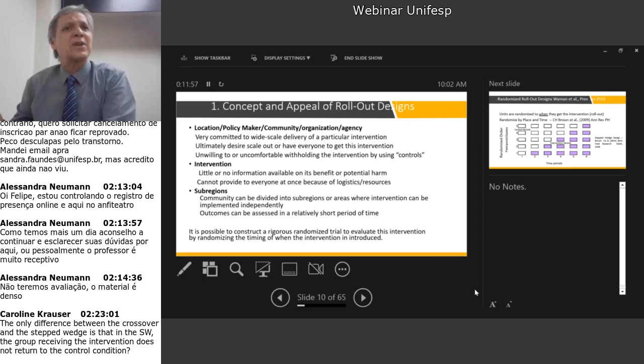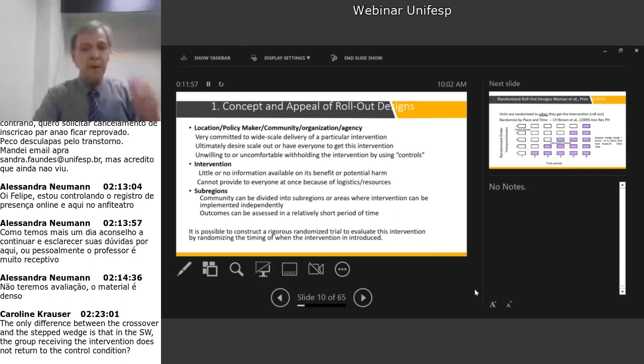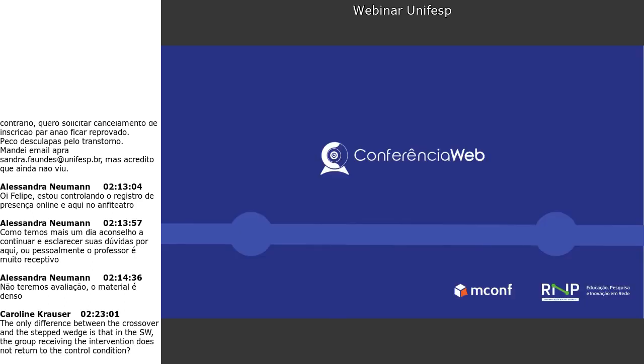So here's an example of a rollout, okay? Brown and Woodford in 2006. Units are randomized when they get the intervention. Units of time: you can see here participant clusters, randomized order, and you have time 1, time 2, time 3, time 4, time 5, time 6. Eventually, everybody gets the intervention. The government is going to roll out the intervention over 6 years.